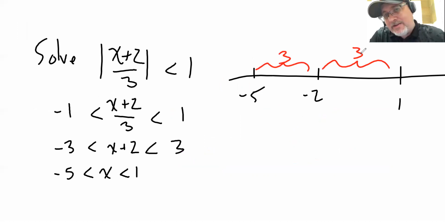3 to the right of -2 is at 1. 3 to the left of -2 is -5. But we don't know what happens at -5 and at 1, so we have to check those individually.